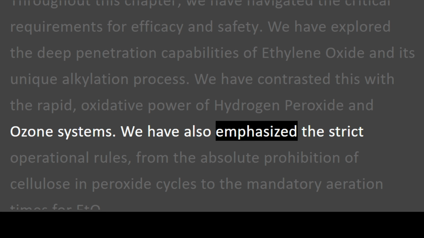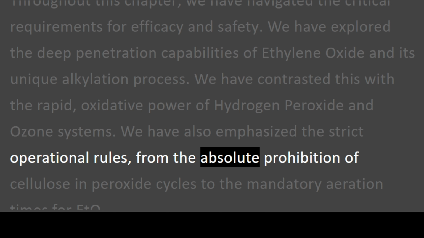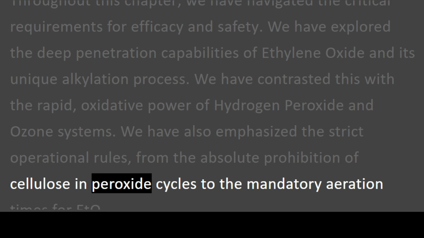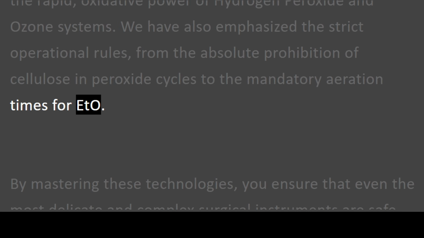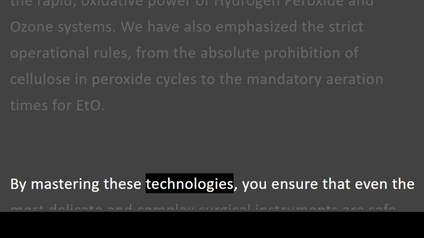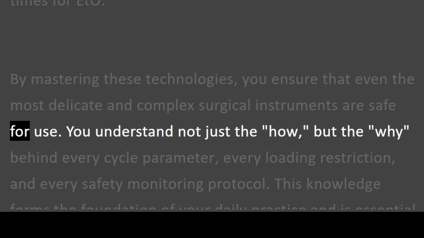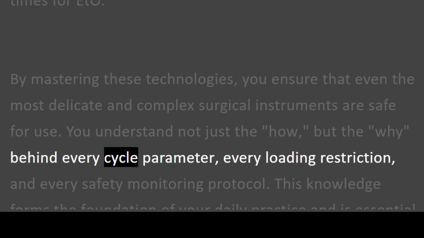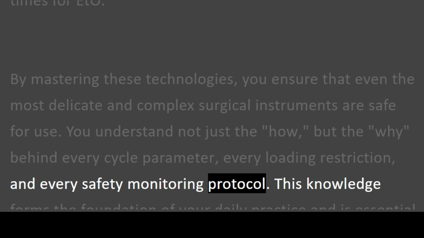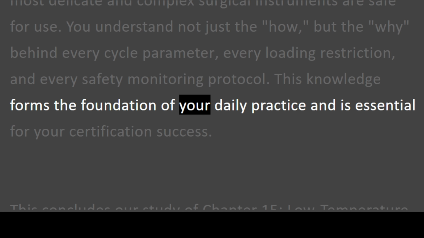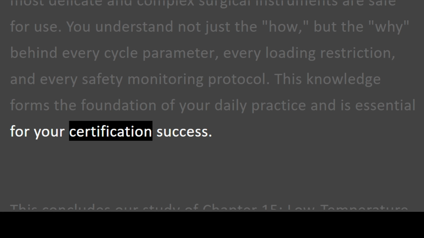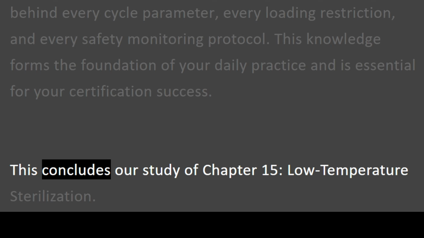We have also emphasized the strict operational rules, from the absolute prohibition of cellulose in peroxide cycles to the mandatory aeration times for EtO. By mastering these technologies, you ensure that even the most delicate and complex surgical instruments are safe for use. You understand not just the how, but the why behind every cycle parameter, every loading restriction, and every safety monitoring protocol. This knowledge forms the foundation of your daily practice and is essential for your certification success. This concludes our study of Chapter 15, Low Temperature Sterilization.